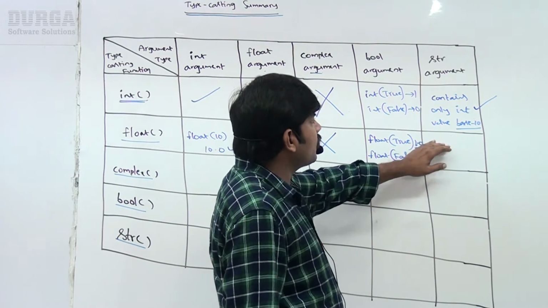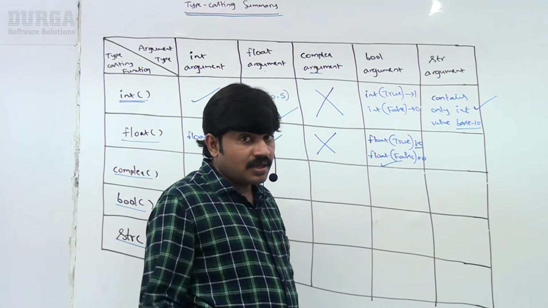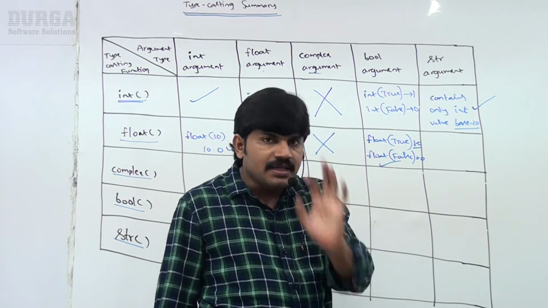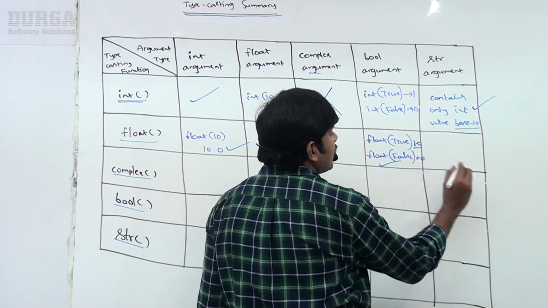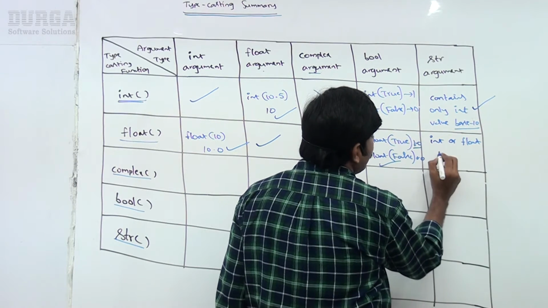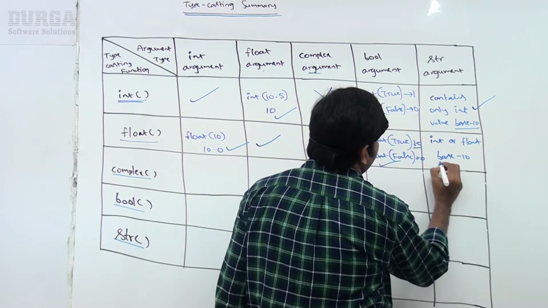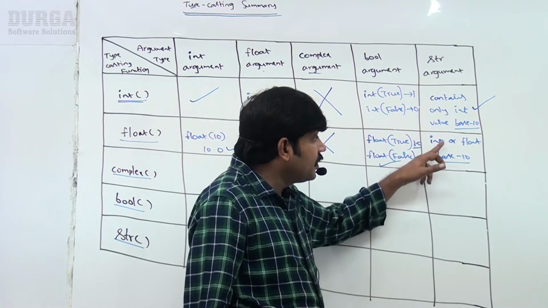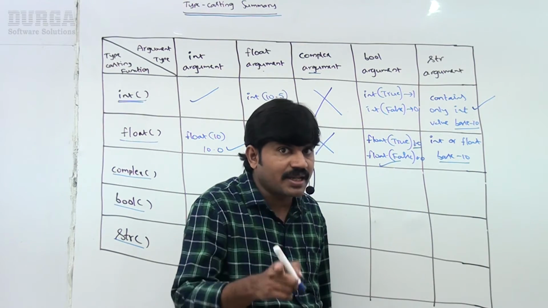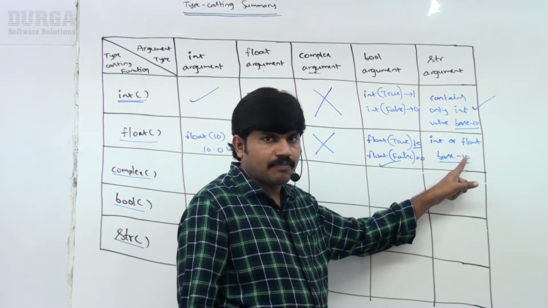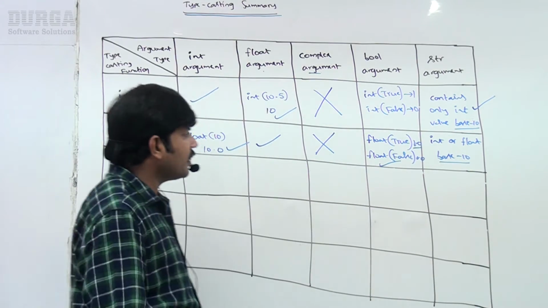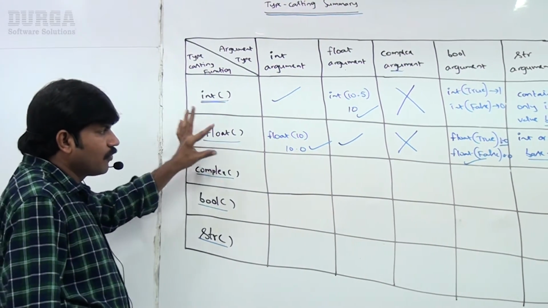Next, what about a str argument, sir? Sir, str to float conversion is always possible, but internally the str should contain either an int value or a float value, and compulsorily we should use base 10. Have you remembered, right? Either an int value or a float value, compulsorily base 10. By mistake, if you are trying to use any other base, immediately we are going to get a value error. Okay, that's all. This is the behavior of the float function, right?